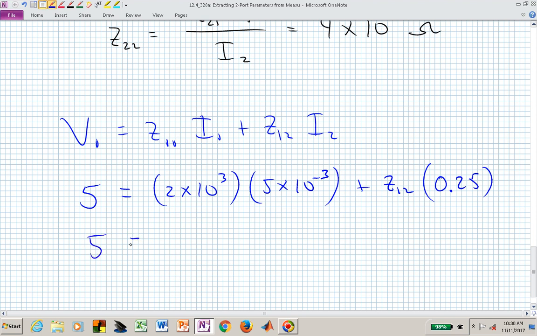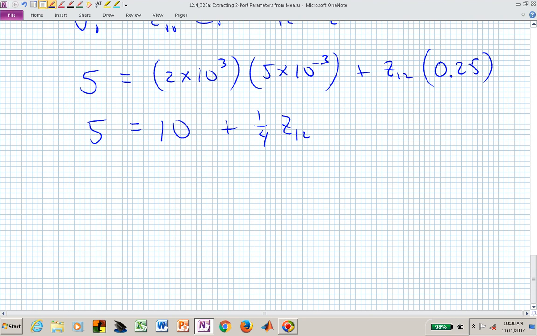If we solve that, well, let's just go ahead. We can collapse those 10 to the 3 and 10 to the minus 3 pretty quickly. And now we have something that we can solve even without a calculator. We now have minus 5 is equal to 1/4 Z sub 12. If we scale both sides or multiply both sides by 4, we now see that Z12 is going to be minus 20.